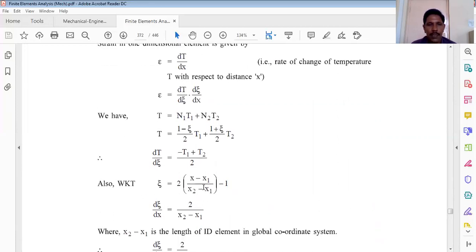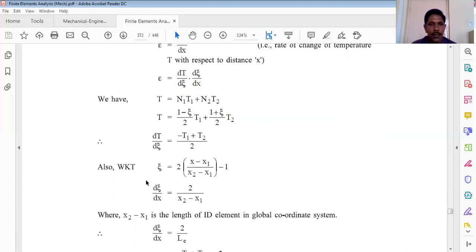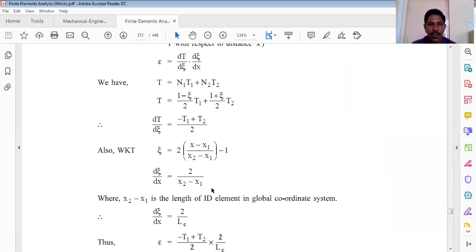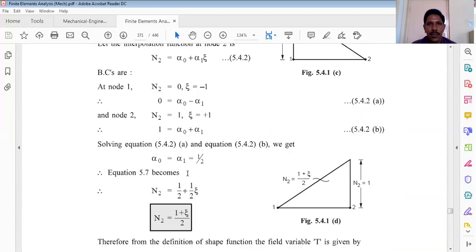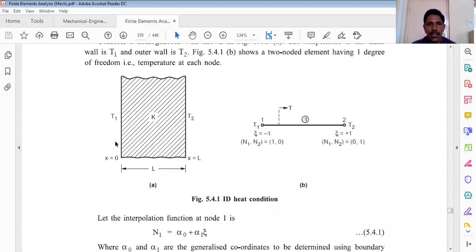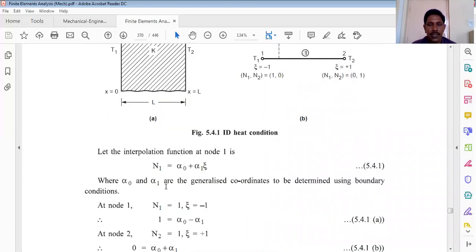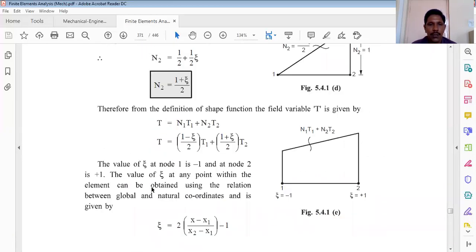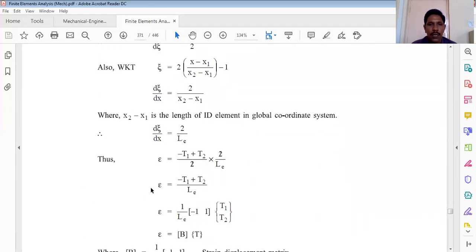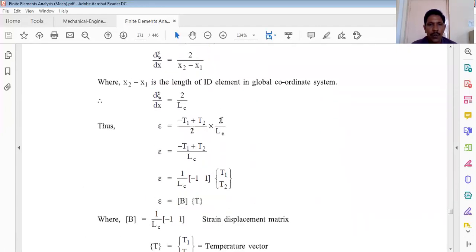And we also know the relation between the global coordinate and natural coordinate, which is expressed as zeta is equal to 2 times (x minus x1) divided by (x2 minus x1), minus 1. So what we need in the epsilon equation is d zeta by dx. So differentiating zeta with respect to x, we get it as 2 divided by (x2 minus x1). x2 minus x1 is nothing but the length of the element. So in general, x2 minus x1 is considered as the length of the element. So we can write 2 divided by LE.